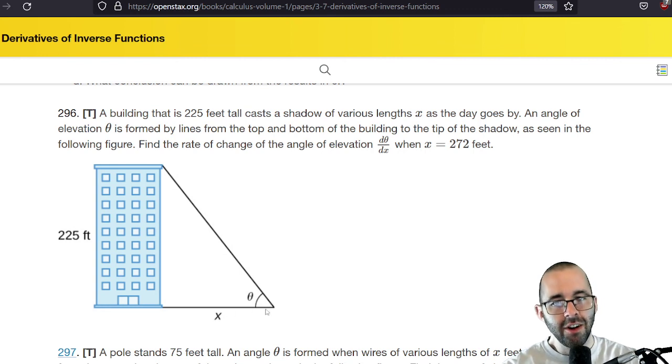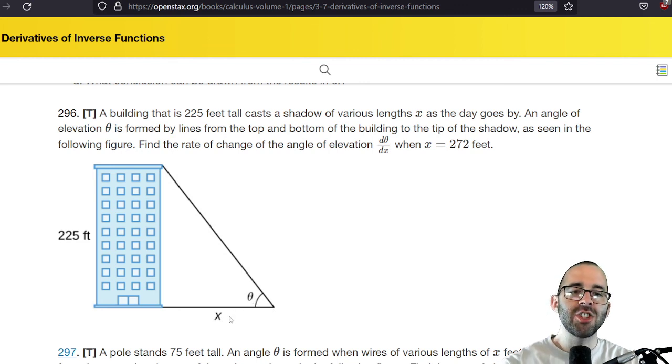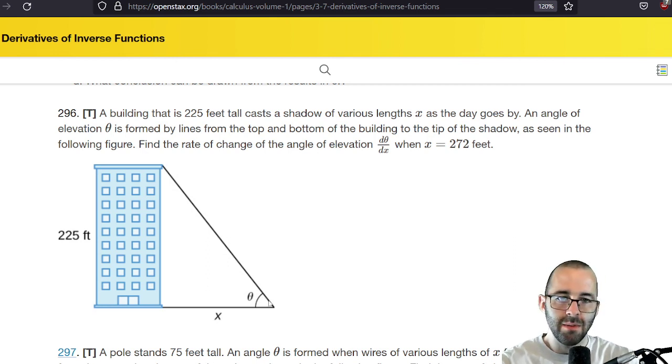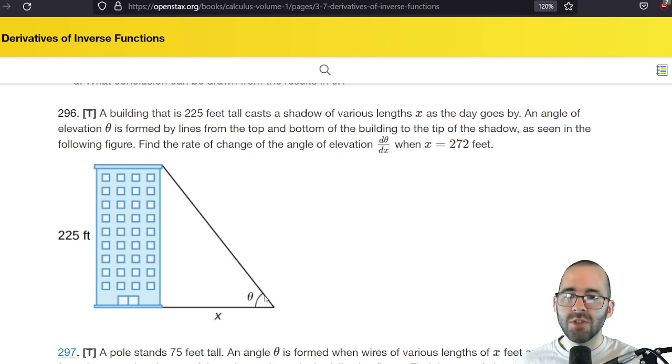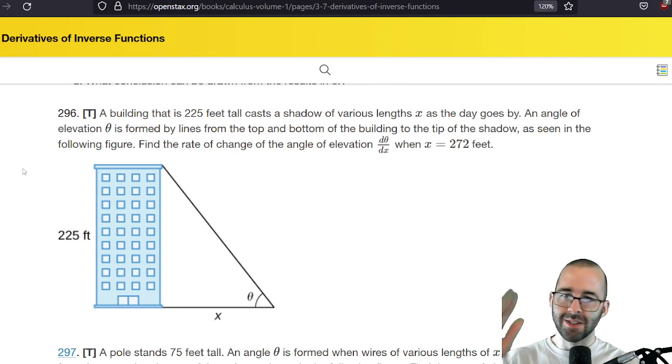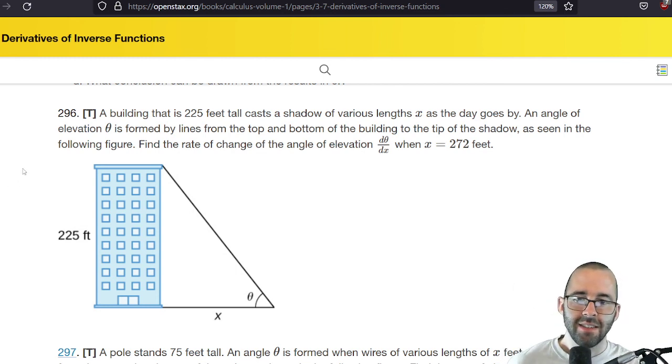For every foot that the shadow increases, the angle gets about 0.1 degrees smaller. And that's only at this moment in time. That's the slope, the rate of change at this moment in time. But eventually, the shadow is getting way, way longer and the angle is not changing that much, when it gets really late in the day or early in the day, depending on which way is north. Okay, that's connecting all the dots here.